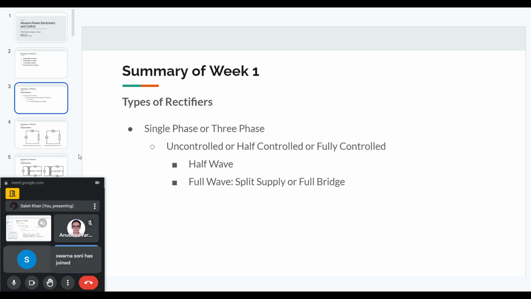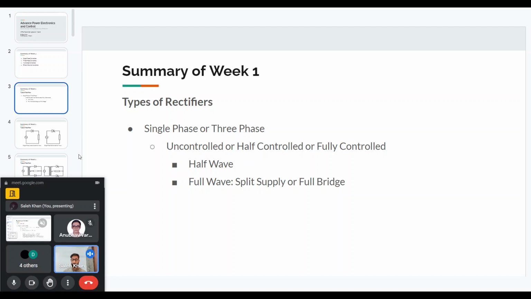So we can begin with the types of rectifiers. Rectifiers can use a single phase supply or a three-phase supply. In each of these cases, the rectifiers can be uncontrolled, that means they use diodes, half controlled, that means they use a combination of diodes and thyristors, and fully controlled, which use SCRs only.